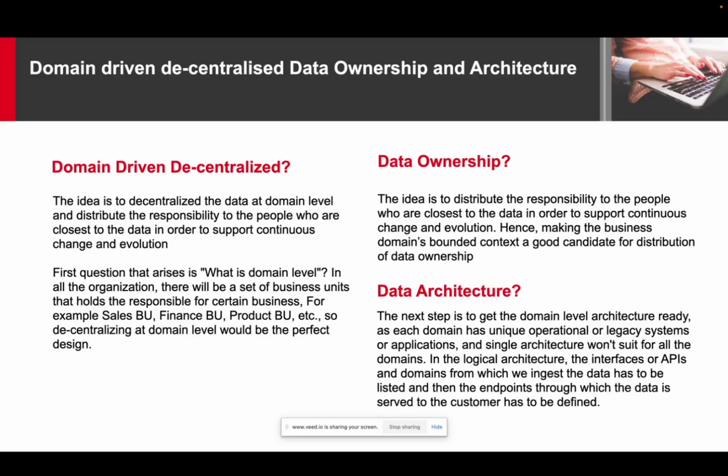The third one is the architecture. Since each domain has its own functionality and systems, you cannot have the same architecture across all the domains. The idea is to create a unique architecture at the domain level. When you say unique architecture, first you need to identify what the incoming sources for this domain are. Let's name it an interface. What are the interfaces? It might be from operational systems, legacy systems, SaaS applications, social media, etc.